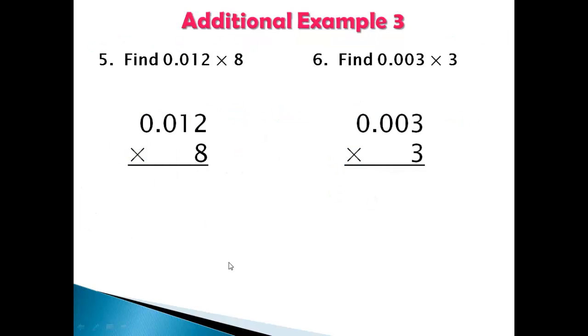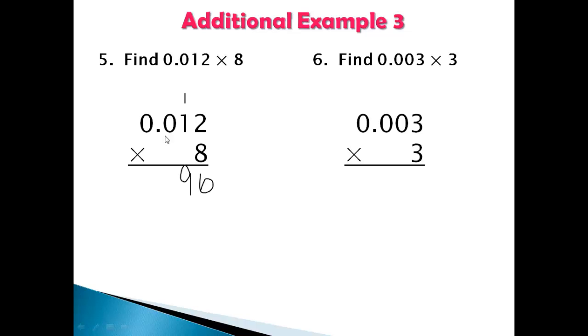Now we have a couple of additional examples. You can pause the video and try them on your own, or you may follow along. For number 5, we're going to find 12 thousandths times 8. 8 times 2 is 16. Write our 6 and carry our 1. 8 times 1 is 8, plus 1 is 9. And all I have left are zeros.